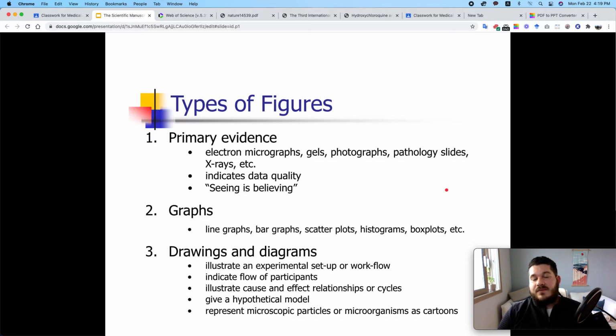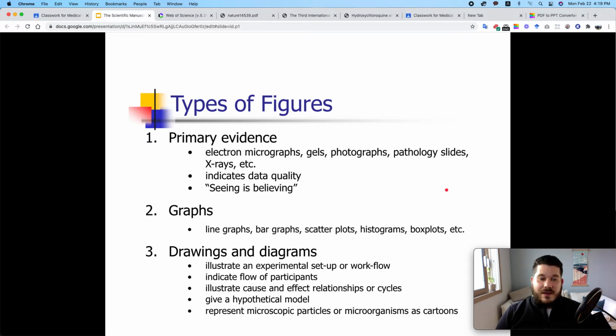So there are many different types of figures. As I mentioned before, when it comes to data, you want to have primary data. So we have what's called primary evidence figures. That might be an actual photo of something, a gel, a blot, as I mentioned before, an X-ray, if you're looking at a chest X-ray, for example. And remember, photos, people love photos. So primary evidence is really strong.